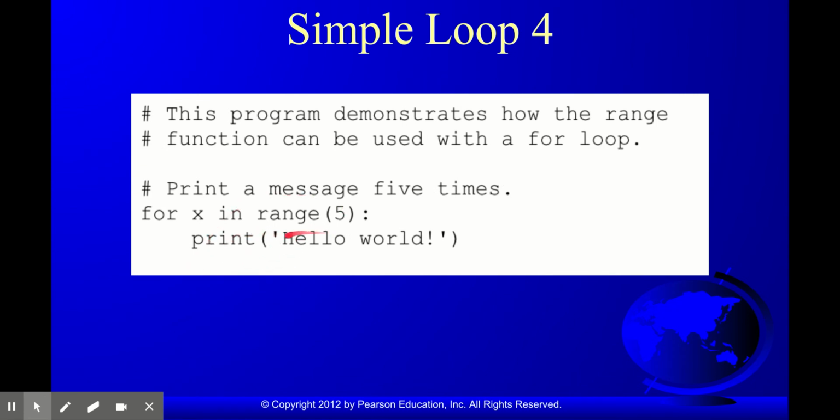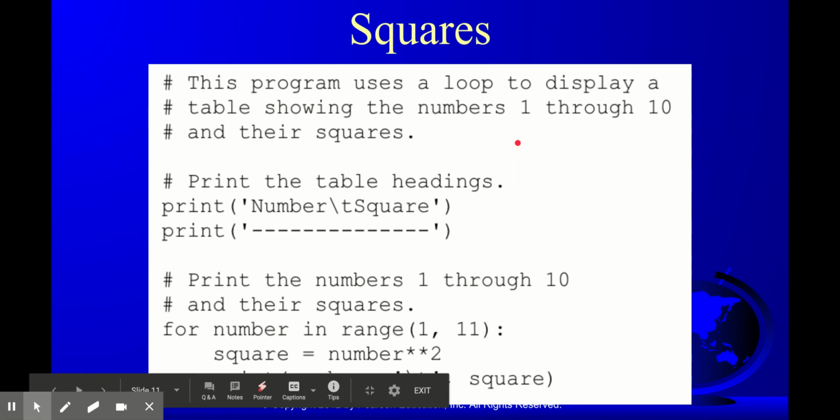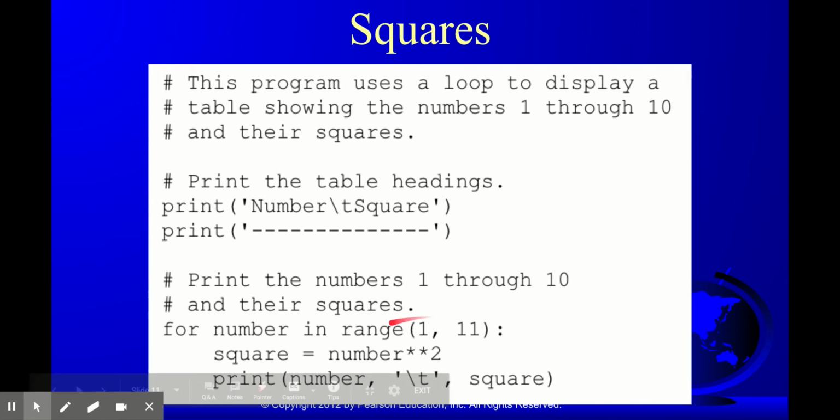Again, it will print hello world 5 times because it will start in for x in range 5, so it'll enter that loop 5 times. This will print out the perfect squares for 1 through 10, because it'll start at 1 and it'll end once it hits 11. It'll exit the loop at that point, and this is just squaring those numbers.